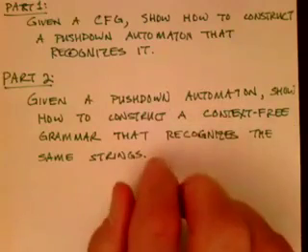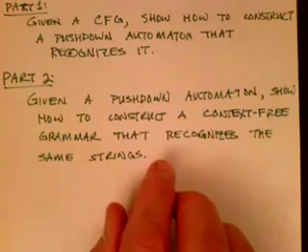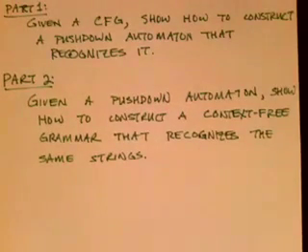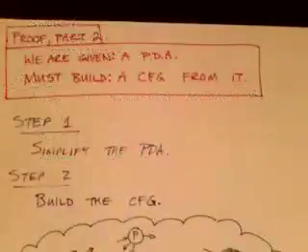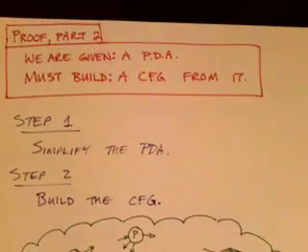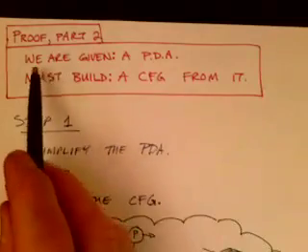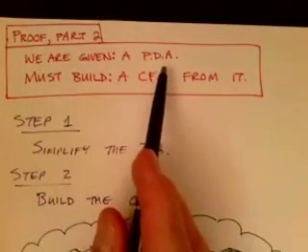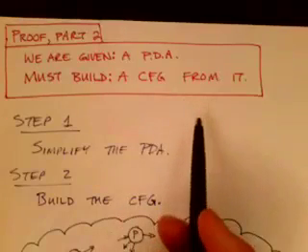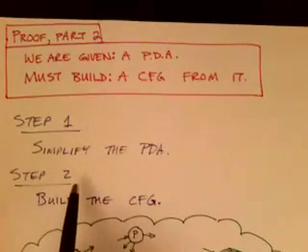So in this half of the proof, we are given a push-down automaton and we need to construct an equivalent context-free grammar. Buckle your seatbelts. This part of the proof is a little tricky and a little technical, but let's go through it slowly. Okay, keep in mind where we are. We're given a push-down automaton, and our goal is to build a context-free grammar from that push-down automaton that recognizes the same set of strings.